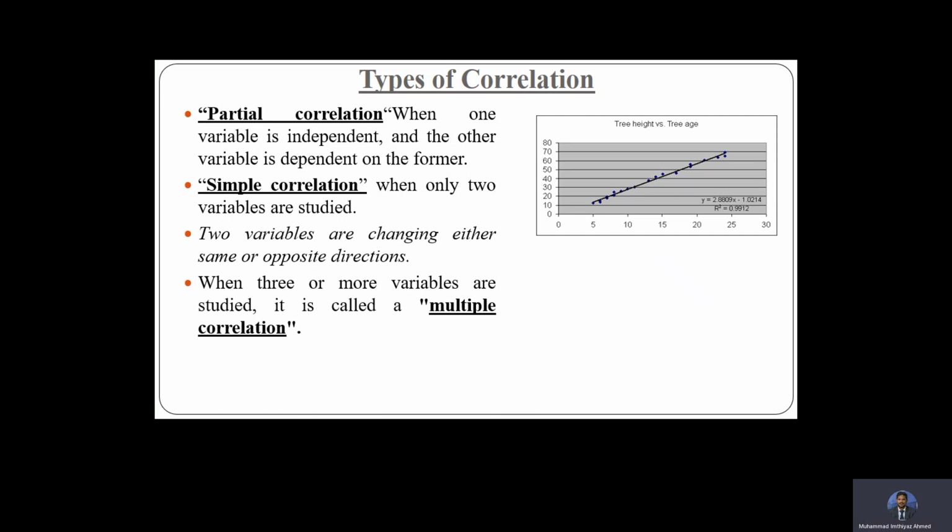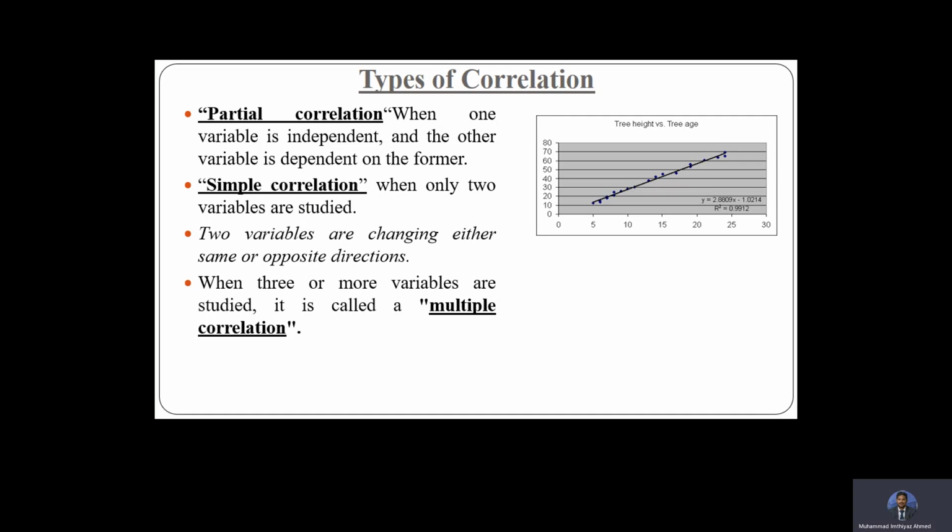Okay. Now, you study only two. You take only two variables. Either it is going in the same direction or opposite. Simple. If you study two or more, it is called multiple. This is the point you have to keep in mind. Is this clear? Able to understand? Partial, please understand: one independent, one dependent. You study only two, simple, either moving the same way or opposite way. Two or more, multiple correlation. These are the different types.